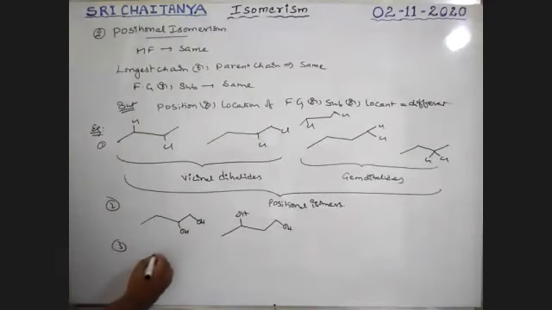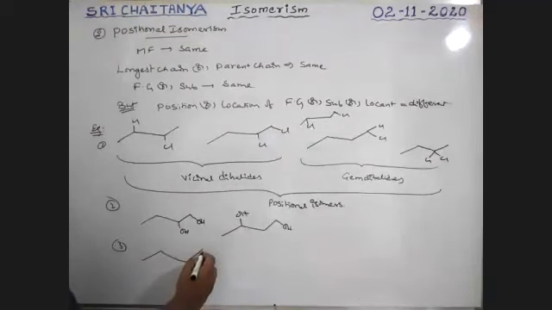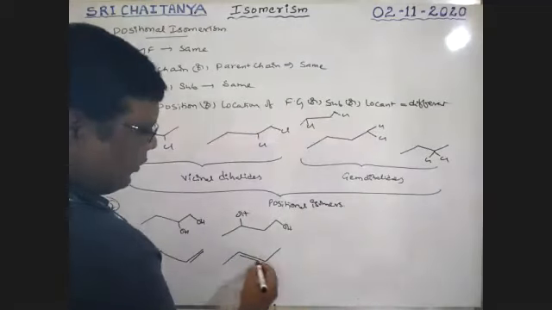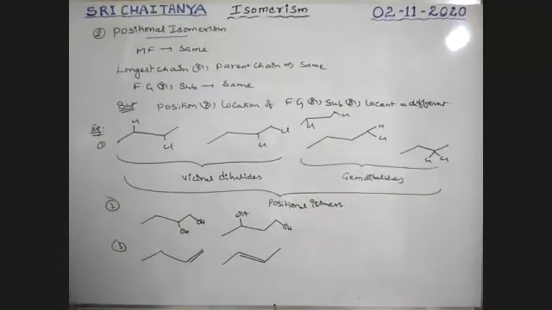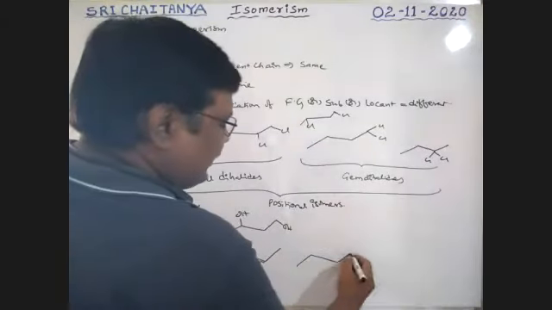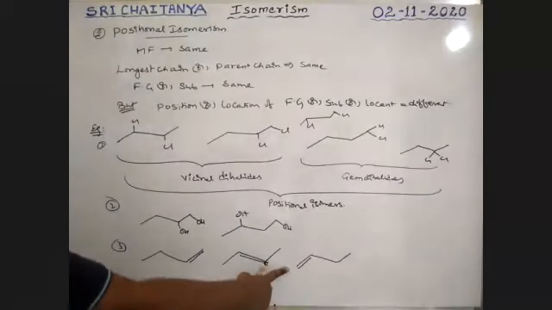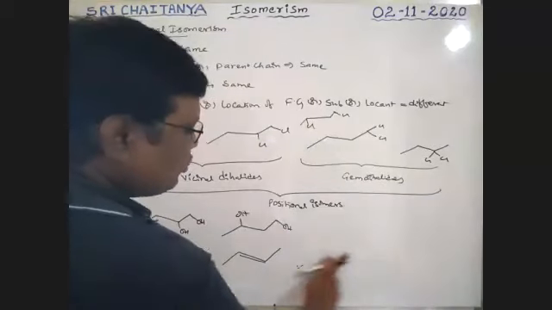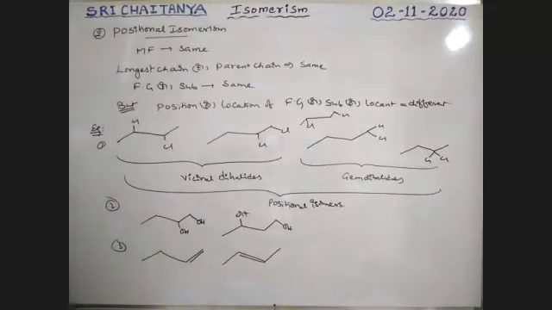Next, third category example. I'm taking a double bond here. 1-butene. I'm taking the second double bond here, 2-butene. Boys, if you write it like this, it is still 1-butene. This one and this one are the same. That is why only 2 positional isomers are possible.